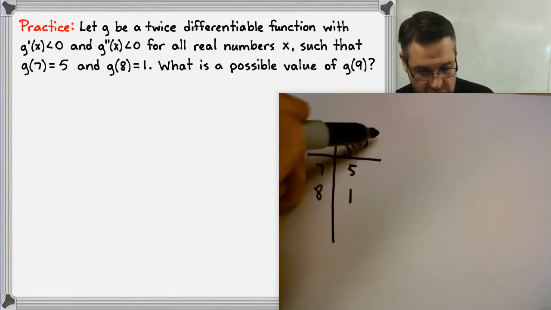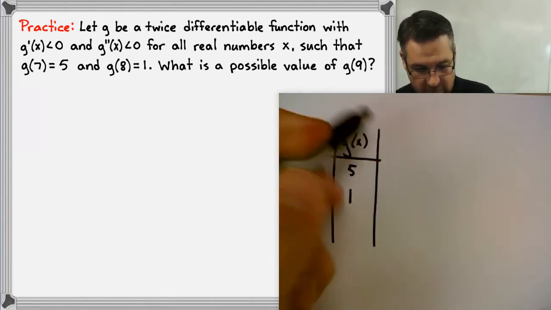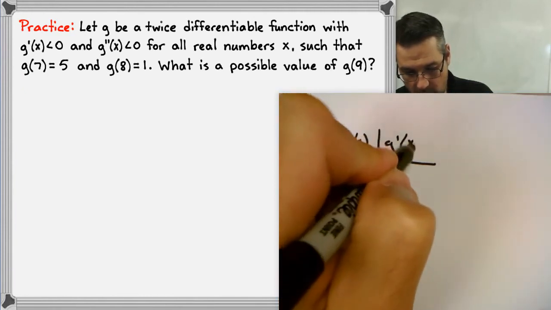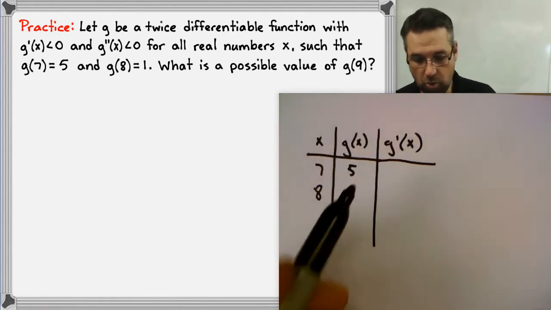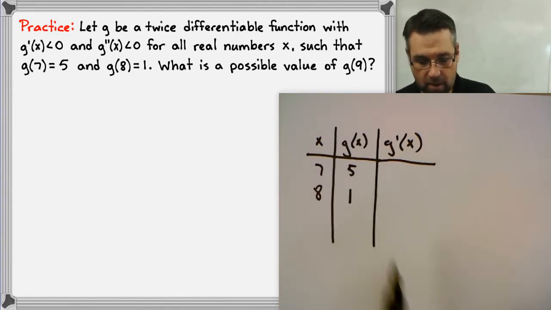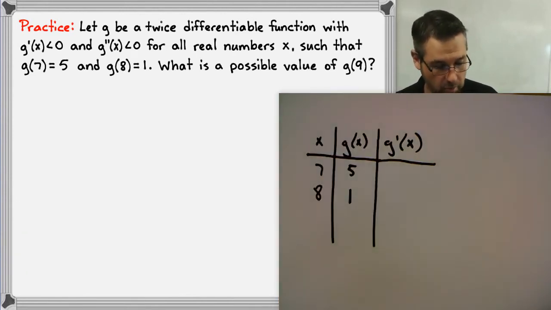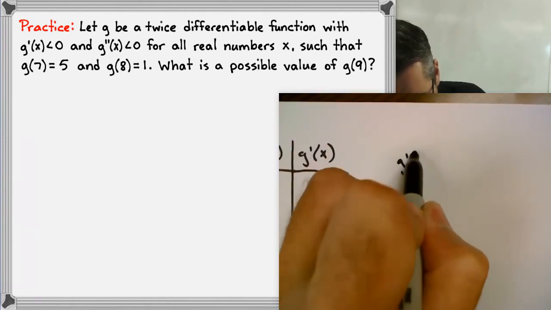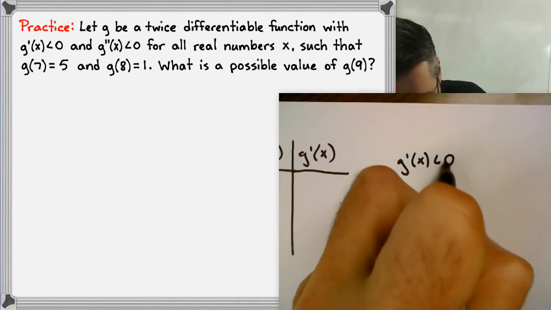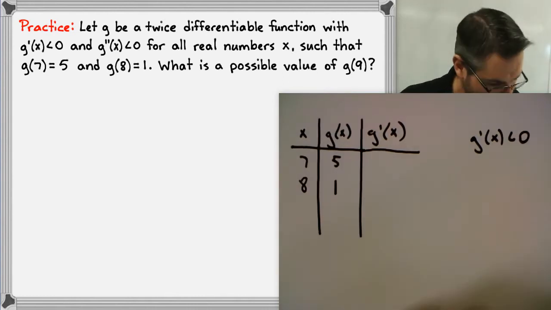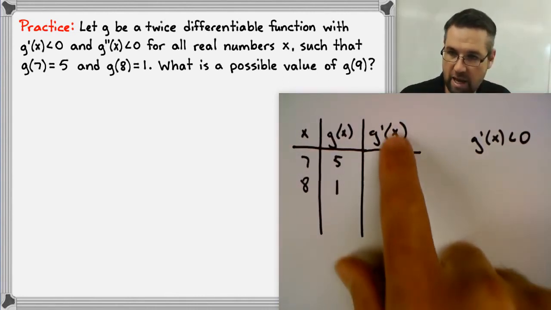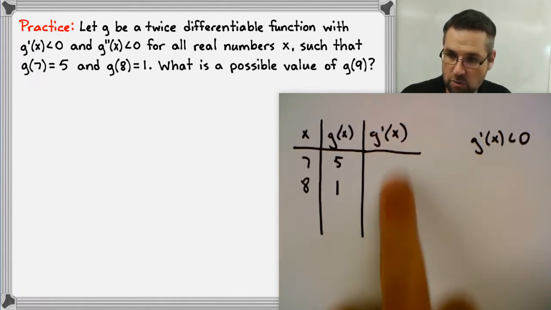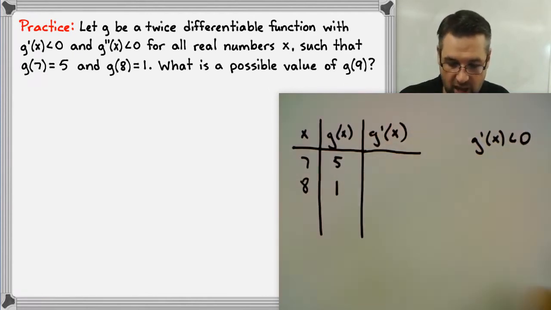Now it tells us that G prime is negative, so let's go ahead and create a G prime table. Okay, we know that G prime is negative, and we also know that G double prime is negative. So let's go ahead and interpret that. G prime of X is less than 0. So that means, okay, that's simple enough. Because we're looking at a table that has G prime values, we should be able to see that these values, these slopes, if you would, are negative values.